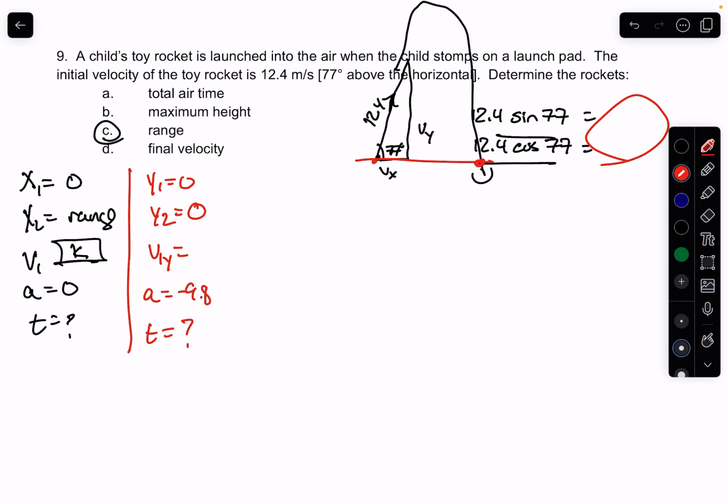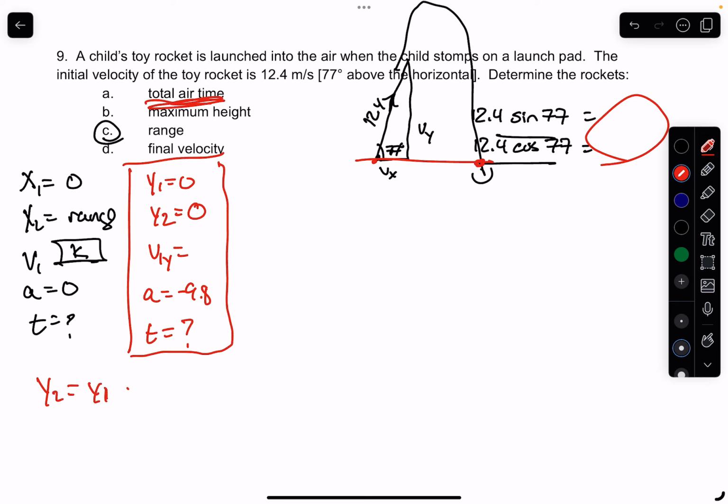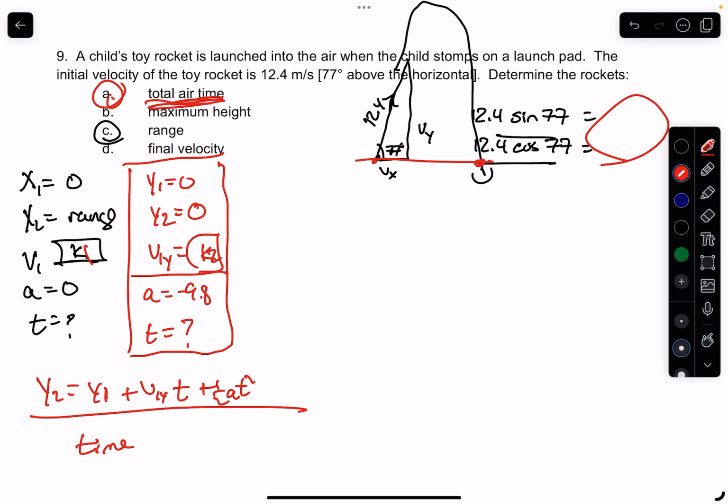But when we have all this, we can start with the red, which is asking for the total airtime. So that's what you're going to do, is solve for time first. So y2 equals y1 plus v1y. Again, we do know this number too. That's k2, and call this k1, times time plus 1/2 at squared. You can solve for all of this, and this will give you the time. So that's question A.